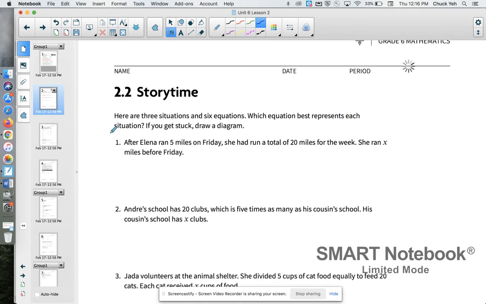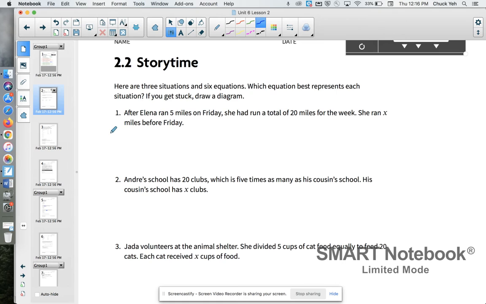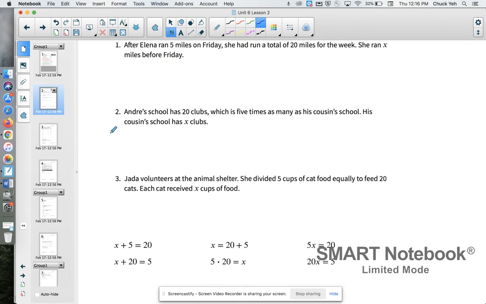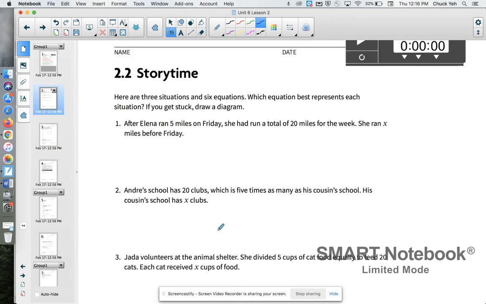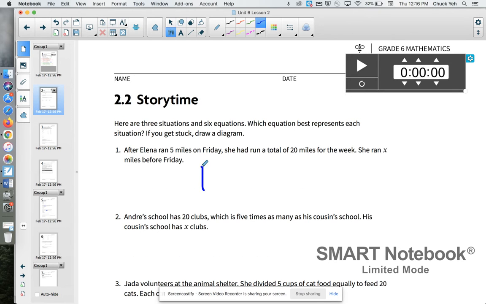Next, we have 2.2. Here are 3 situations and 6 equations. Which equations best represent each situation? If you get stuck, draw a diagram. So right here, we have these 6. If I drew a diagram, and this whole thing is 20.